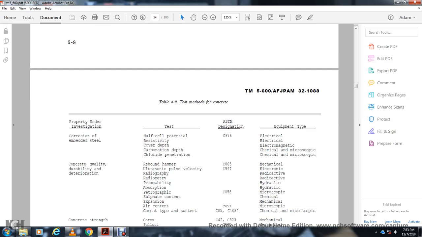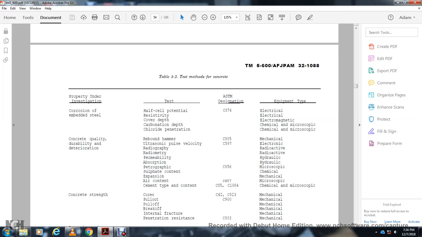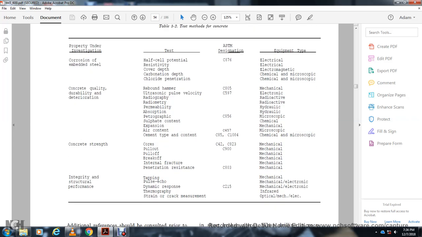C856, microscopic; sulfate content, chemical; expansion, mechanical; air content, C457, microscopic; cement type content, C85 and C1084, chemical, microscopic; core strength. You have the core C42 and C83, mechanical; pull-out, C90, mechanical; C900, mechanical; pull-off, mechanical; break-off, mechanical; internal fracture, mechanical; penetration resistance, mechanical; integrity of the structural performance, tapping, mechanical; pulse echoing, mechanical, electronic; dynamic response, C215, mechanical, electronic; thermographic, infrared; and strain crack measurement, optical, mechanical, electronic.